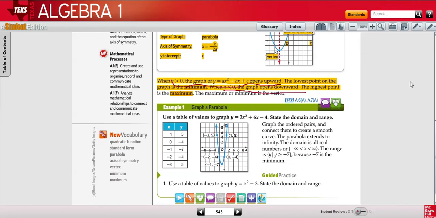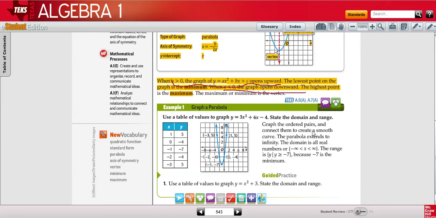Here they give us the graph of a parabola. It says use the table of values to graph y equals 3x squared plus 6x minus 4 and state the domain and the range. So here they give us a table of points, 1, 5, 0, -4, so on and so forth. And all of these points are here. Then you connect the dots and create the parabola, which is a U-shaped form right here, this blue line.